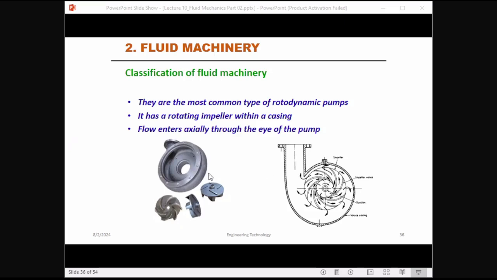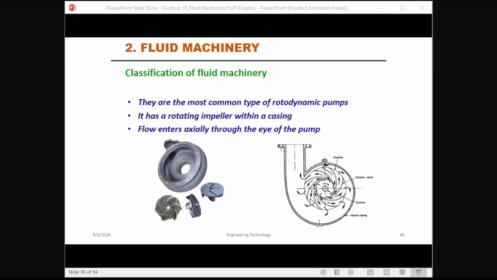This design allows the fluid to be drawn into the pump smoothly. Okay, this design allows the pump to move fluid smoothly, then minimizes turbulence and maximizes the efficiency of the pump.